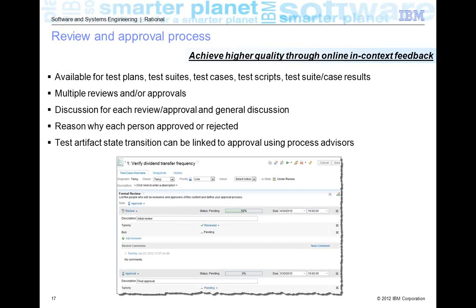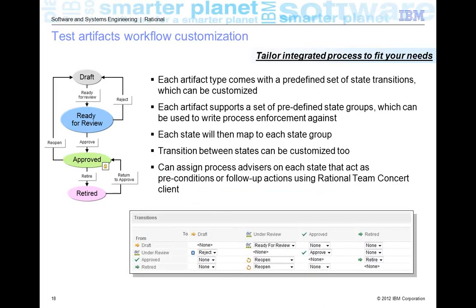Multiple reviewers and approvals can be configured. These can be role-based. For example, if you wanted a tester to review and a test lead to approve the test case, that's possible. So you define two different roles, tester and test lead, and you define one review for the tester and one review for the test lead. You can have a general discussion for the artifact, or you can have a general discussion for each review and approval. You can enter the reasons why the review was approved or rejected, and a lot of things can be configured for review and approvals.